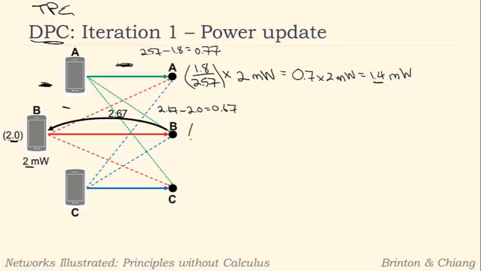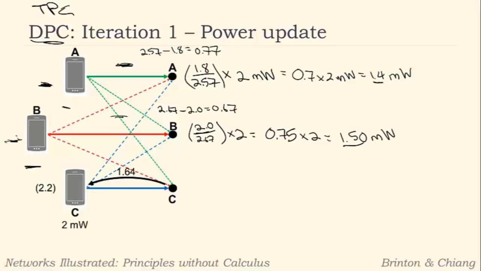So we'll do the same thing again, where we take this ratio 2.0, which is where we want to be, divided by 2.67, which is where we are right now, and multiply that by the current transmit power of 2. We get that ratio quantity to be 0.75, which means we need to lower it by 25% of what it is right now to get down to 2.0. And so 0.75 times 2 gives us 1.50 milliwatts. Notice again that this is lower than this because this was higher than this.